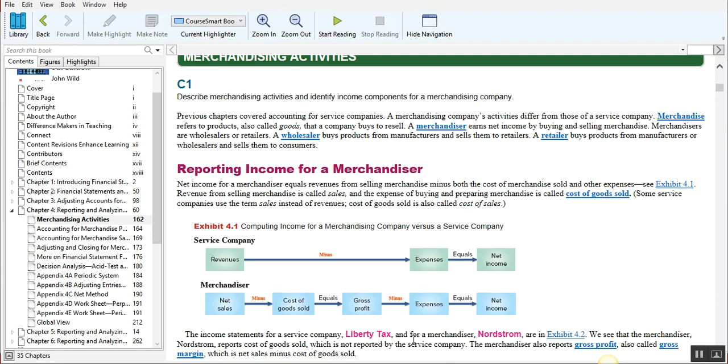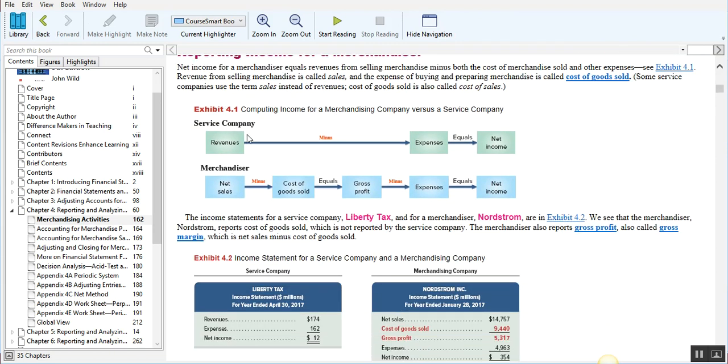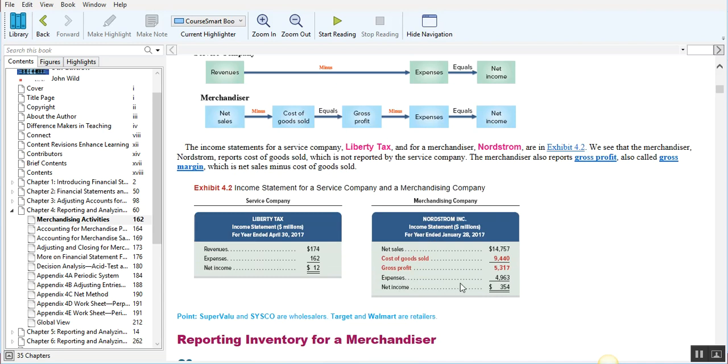Welcome back, class. This is chapter 4, merchandising activities. This chapter highlights the differences between a service business and a merchandising business, shown by these diagrams here to indicate the differences in the calculation of net income and here in the net income statement.